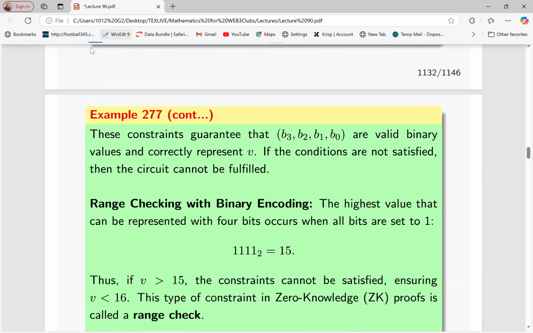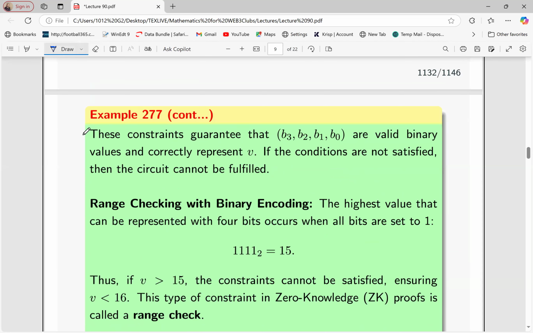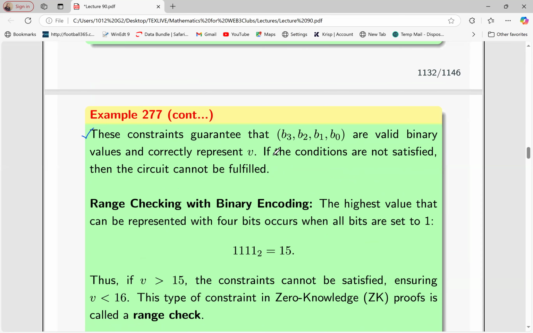This point here, I've already emphasized it. The constraints given above are just meant to ensure that the values you are dealing with are valid binary numbers and that they correctly represent the V above, the decimal number above. If those conditions are not met, then the number you're dealing with is not binary, and therefore the circuit is not fulfilled.